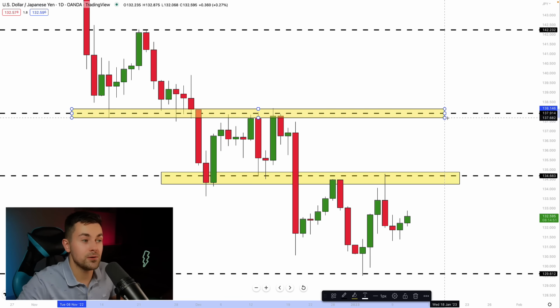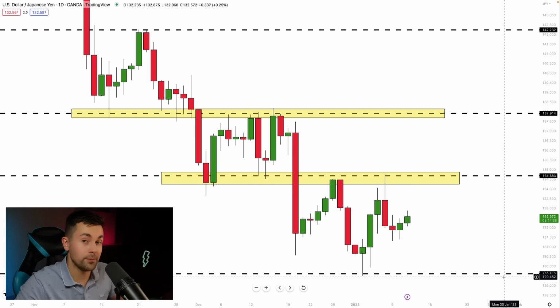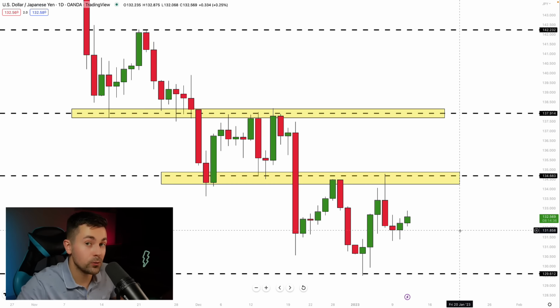And that structure as well. It was respected many times as the support, and then after the breakout, it was respected many times as the resistance. And for example, that structure right here was respected just 1 time. So the more a structure was respected in the past, the stronger that structure is.